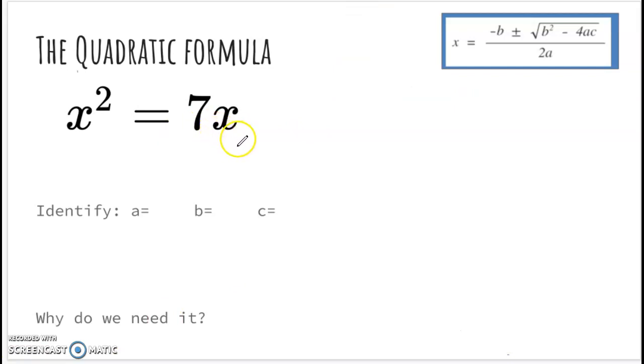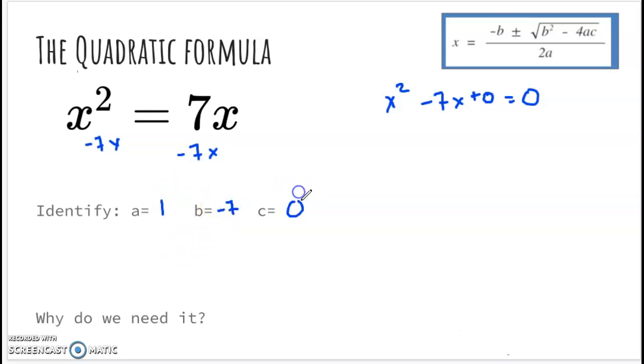Again, this quadratic is not in standard form, so the very first thing we need to do is get it into standard form. I'm going to subtract 7x from both sides of my equal sign. That gives me x squared minus 7x equals 0. And then I'm actually going to also fill in a plus 0 here because I'm missing that c value, right? So again, now I have an a value of 1, a b value of negative 7, and a c value of 0, and I can plug and chug through my quadratic formula.